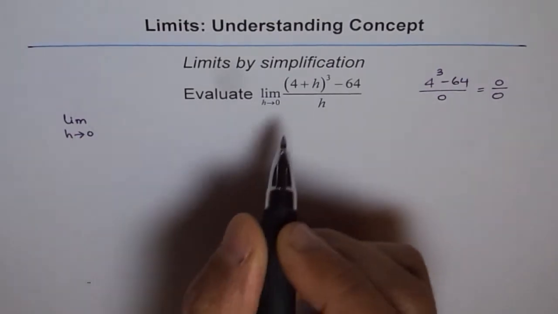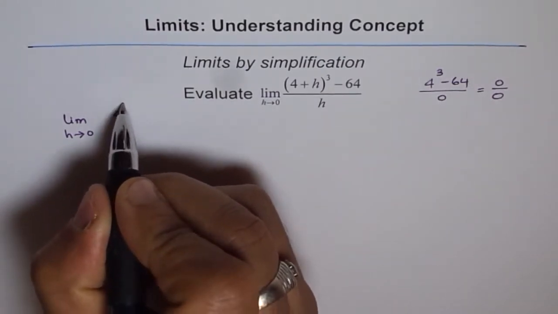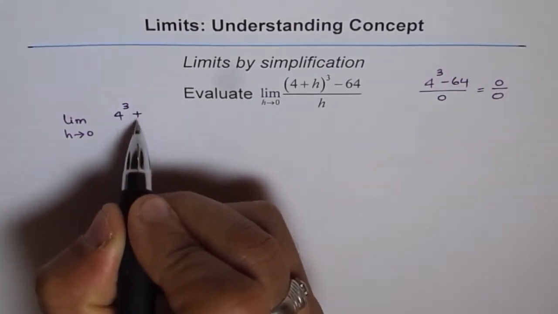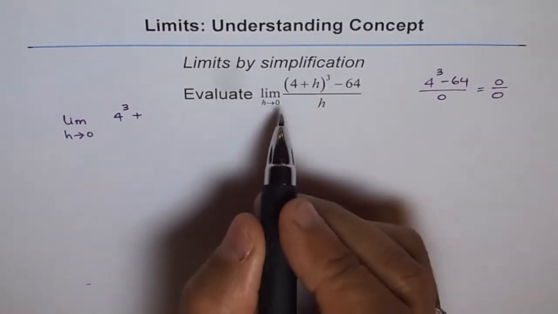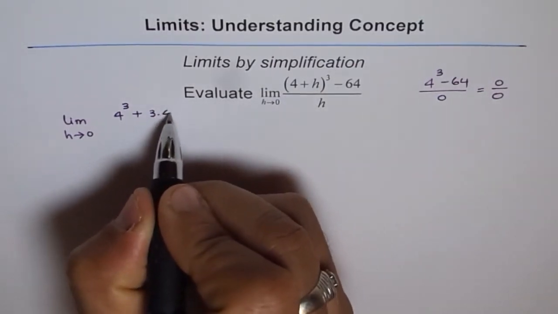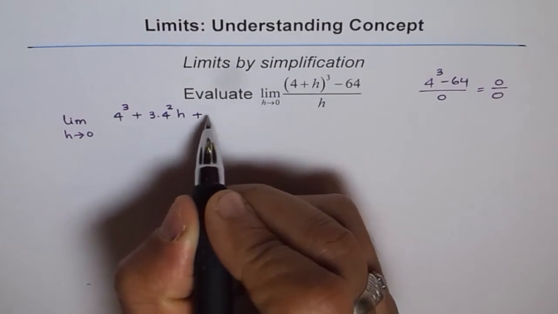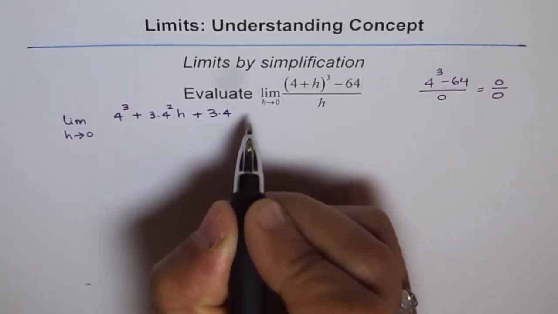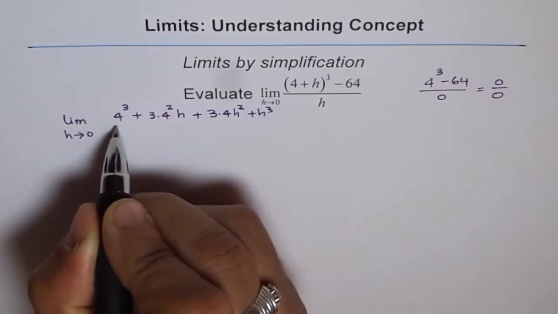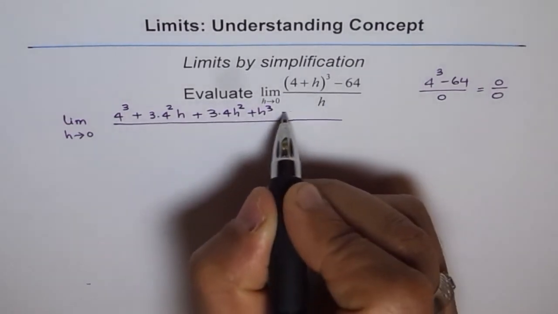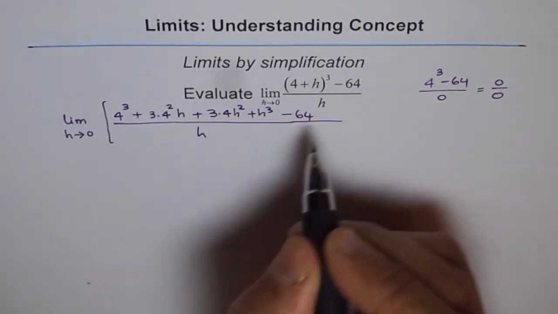h approaches 0. (4 plus h) whole cubed can be written as 4 cubed plus, so you remember the formula for (a plus b) whole cubed? a cubed plus 3a squared b, which is 3, a squared is 4 squared, b is h, plus 3ab squared, a is 4, b squared, plus h cubed, okay, minus 64 over h. So we get the limit of this function.